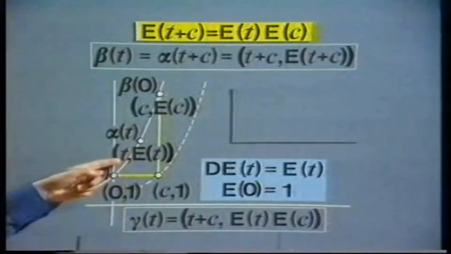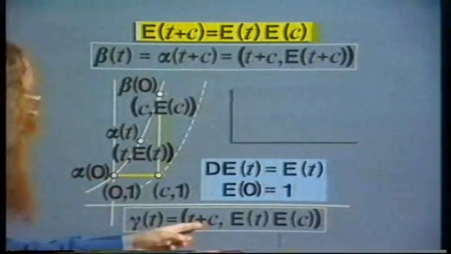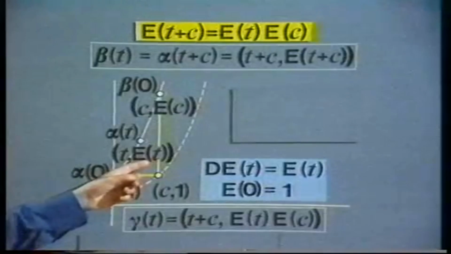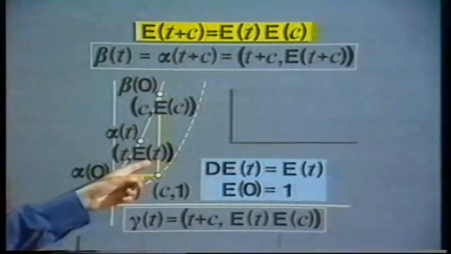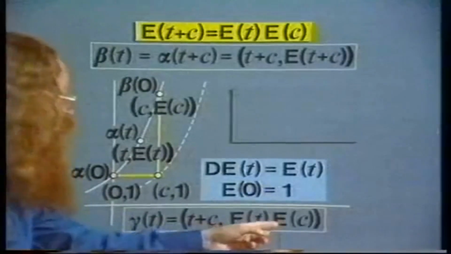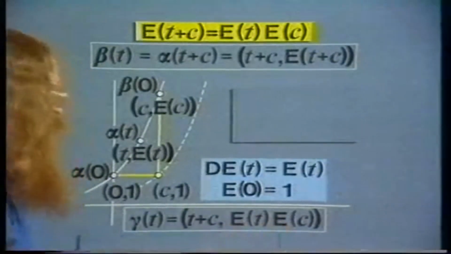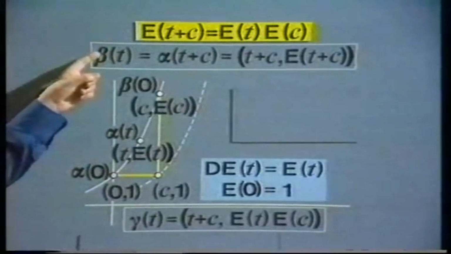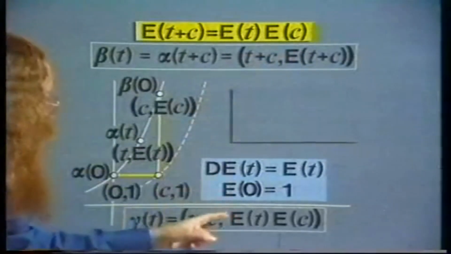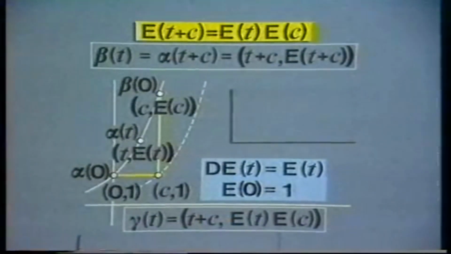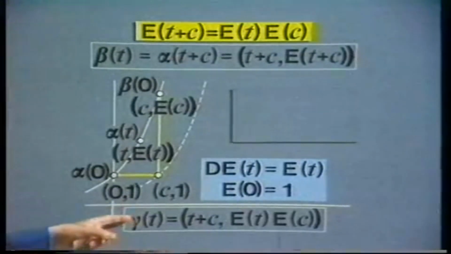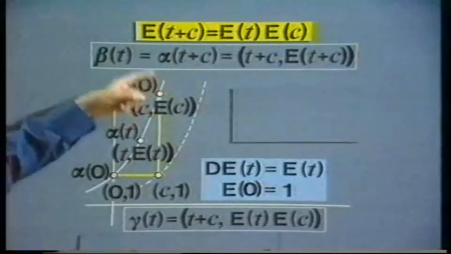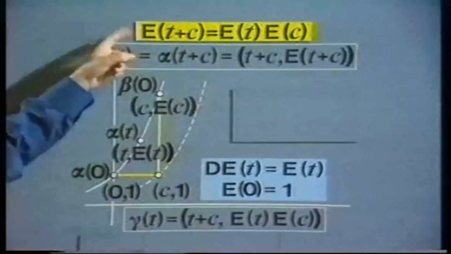Why is that? That's because when we translate to the right, t becomes t plus c, and when we stretch in the y direction, this is left unchanged. Now when we translate to the right, the y coordinate remains unchanged, but when we stretch in the y direction, this gets multiplied by the factor e of c. Now our result will follow if we can show that gamma is an alternative representation of beta, because then their second coordinates will be equal as required. And in fact, we're going to do rather more. We're going to show that gamma is a flow function beginning at the same point as beta, and since the flow function starting at this point is unique, it'll equal beta, and again the result will follow.